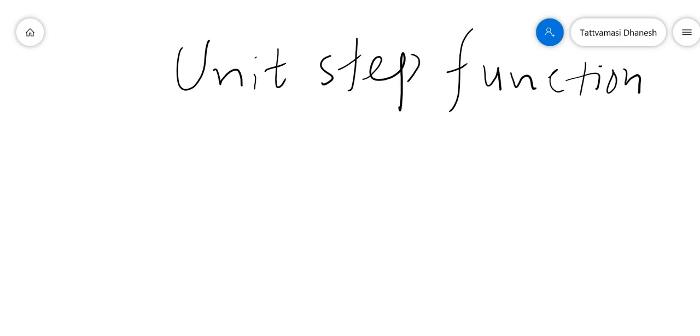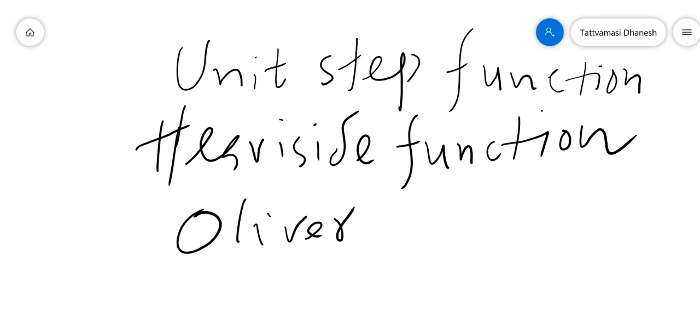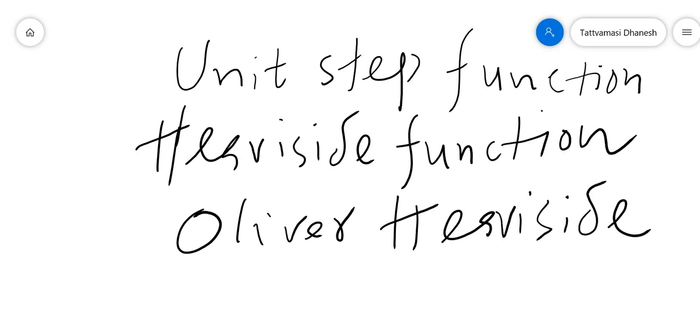We also call it the Heaviside function, H-E-A-V-I-S-I-D-E. This is another name for this activation function. It is named after Oliver Heaviside, another scientist. So this is the first thing we are going to discuss, that is the step function. We call it the unit step function or Heaviside function, named after Oliver Heaviside.